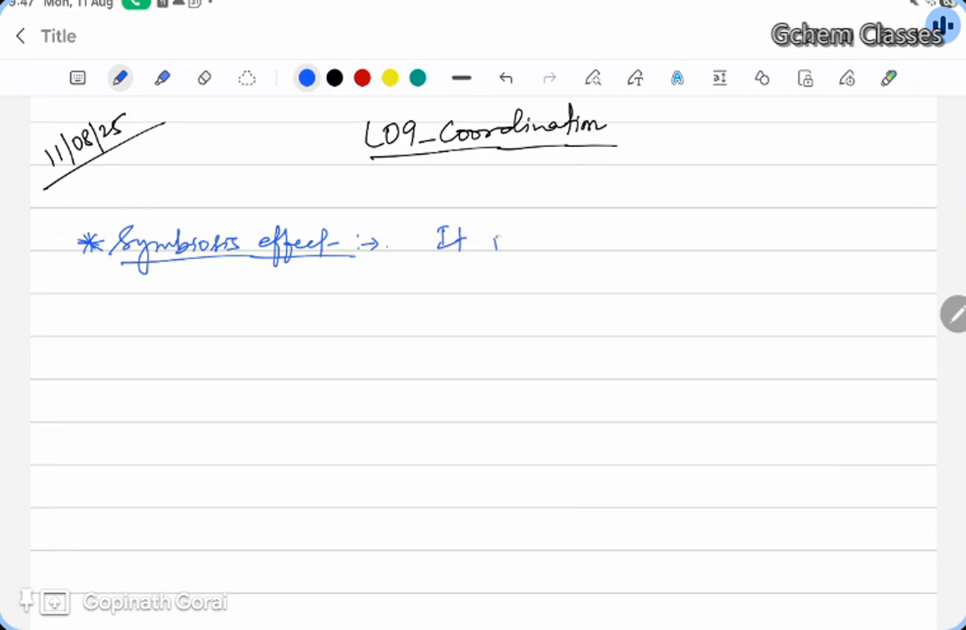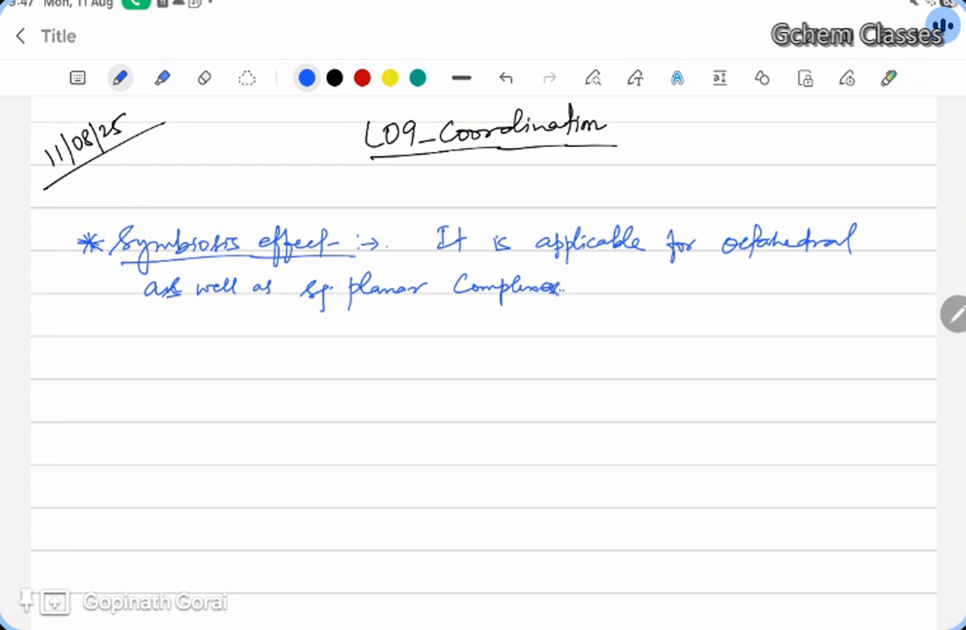So we can write it is applicable for octahedral as well as square planar complexes, right? Now, first we will see for octahedral, in this symbiosis effect.